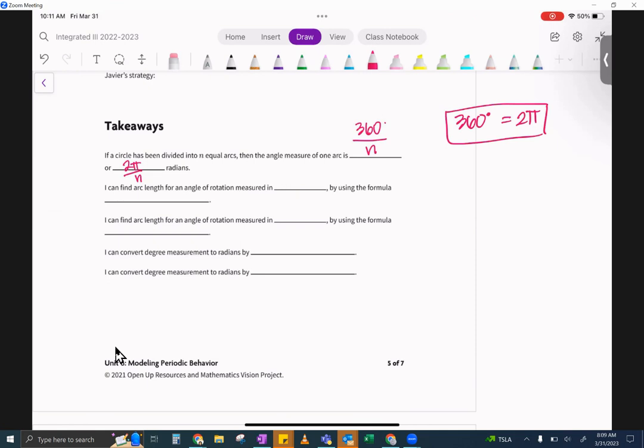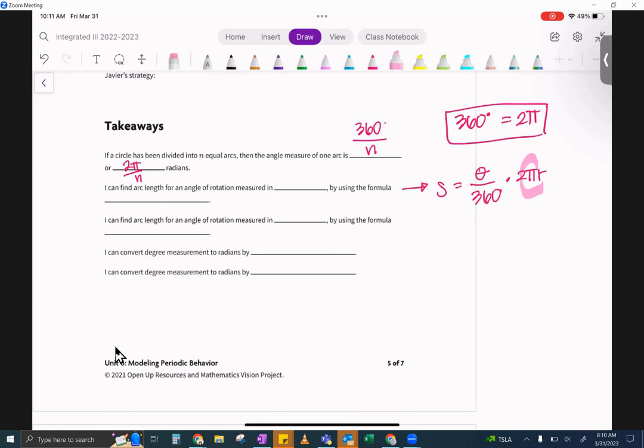And then it says, I can find arc length for an angle of rotation measured in degrees by using the formula. Okay, so I'm going to write it here. S is equal to, and S is your distance, theta, whichever angle you're talking about, divided by 360 times 2 pi r. And you should reference that 2 pi r is your circumference. I'll put a big C there to remind you, oh, that's my circumference. Okay, so we're not coming up with new formulas. We're just taking the proportion of that circle, right? That proportion, half of it, a third of it, 22.5 degrees over 360 of it.